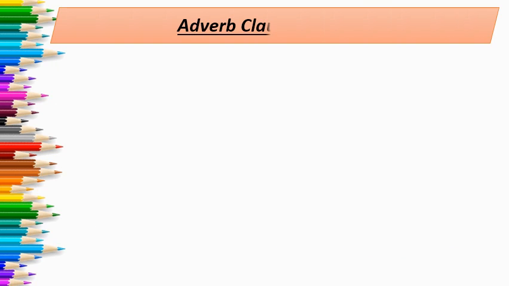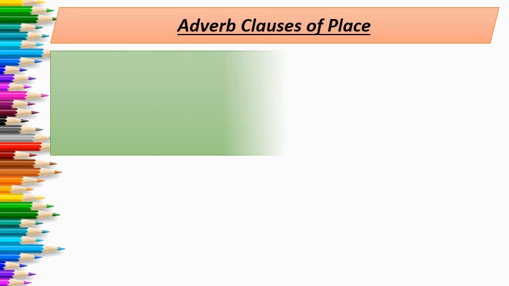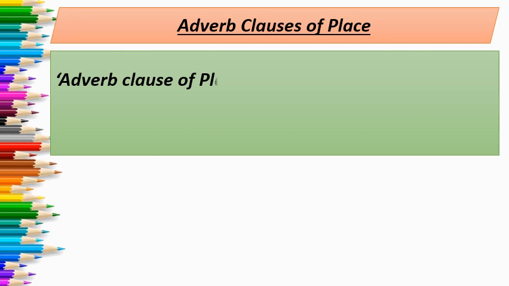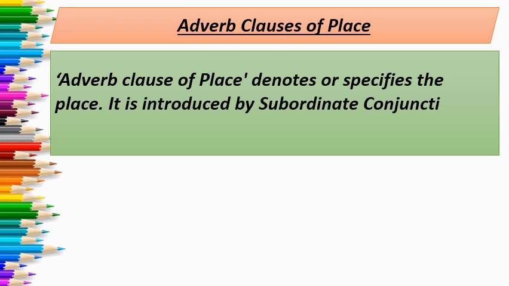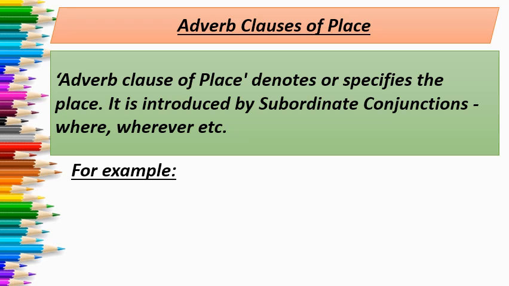Now let us see another kind of adverb clause, that is adverb clauses of place. An adverb clause of place denotes or specifies the place. It is introduced by subordinate conjunctions like where, wherever, etc. Let us see some examples to clarify it.